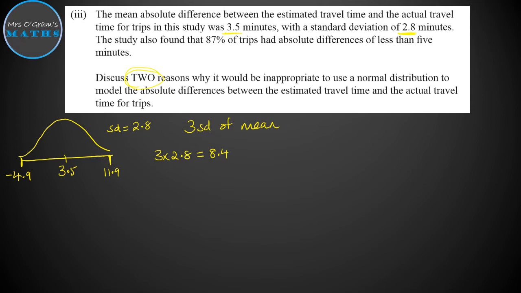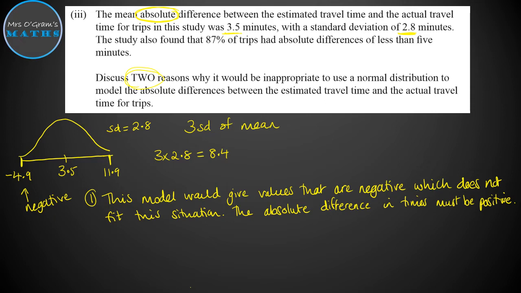Now hopefully you have figured out that that gives us some warning bells straight away. We are told this is about the mean absolute difference, which means that you always take the positive value. Yet here we've got a negative. Okay, so there's reason number 1. So since this model could possibly spit out a fairly large chunk of negative answers, that's not suitable for this situation. The absolute difference in our situation between times would always be counted as a positive number.